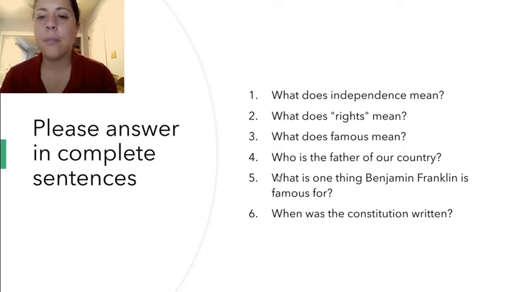Number 5. What is one thing Benjamin Franklin is famous for? The answer is Benjamin Franklin started the first free libraries. Libraries are places where you can look at and read books for free. You can look at and read books for free in libraries. Please repeat. Libraries.